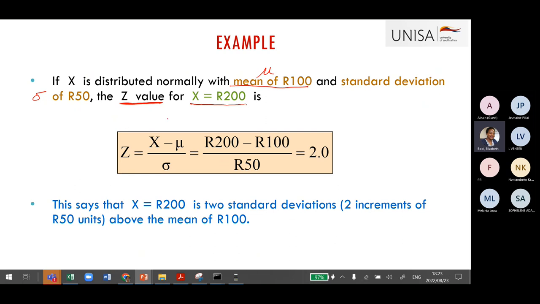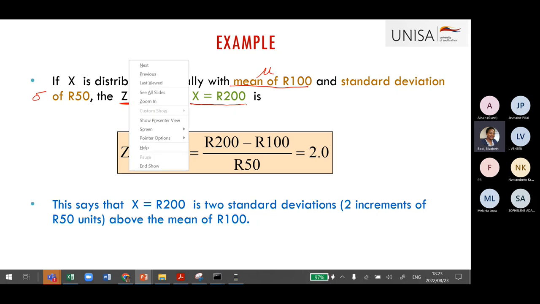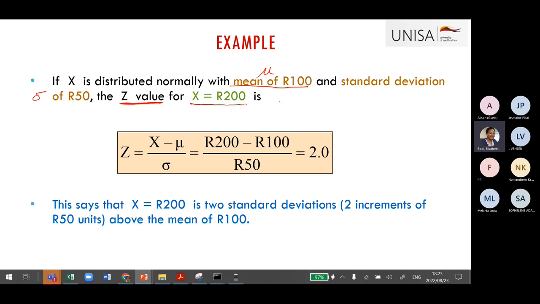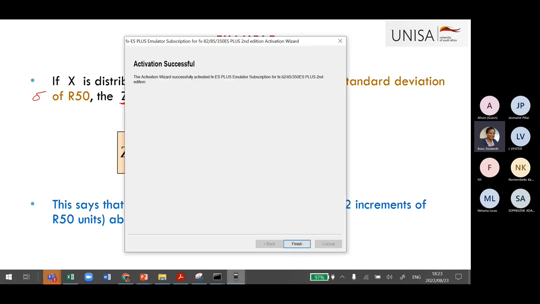So I need to identify what things are going to help me answer this question. The first thing is knowing the Z-score formula. So here is my Z-score. I just need to substitute. Already I've identified my values. Your X is 200. Your mean is 100. Your sigma is 50. I just substitute. Then I take my calculator and start calculating.